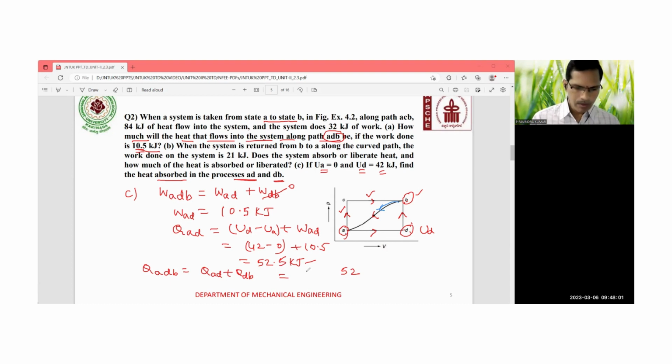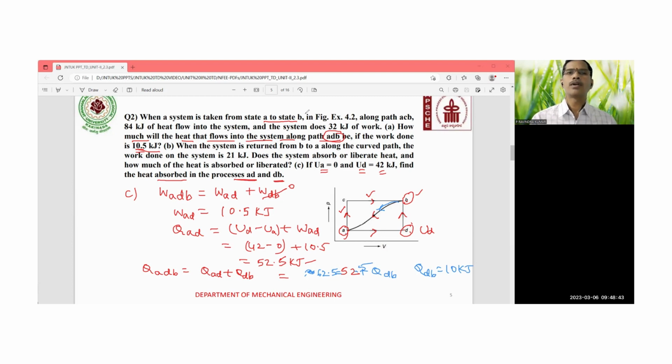Then Q ADB. What is the Q ADB value? Q ADB value is 62.5, which is equal to 52.5 plus Q DB. So with this case, Q DB, you will get as 62.5 minus 52.5, so you will get it as 10 kilojoules.